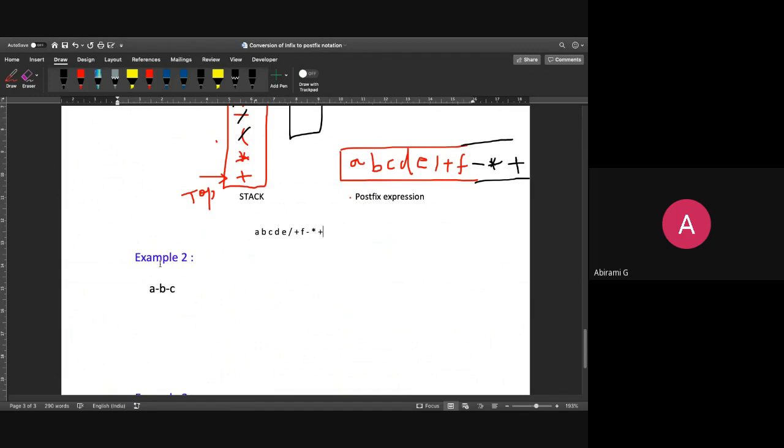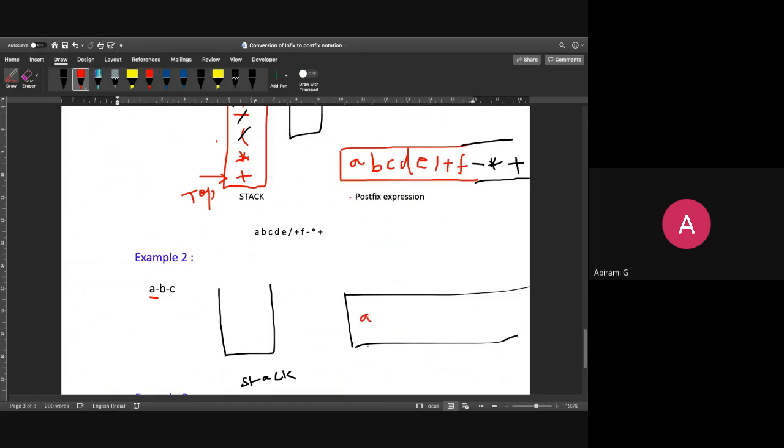Next example, we see the second example. Example number 2. If the expression is in the form A minus B minus C, then what do we have to do? We'll do it in this method. We have to draw this stack, and then there is a postfix expression. First read the first character. The first input symbol is A. A is an operand. Place it into the postfix expression.